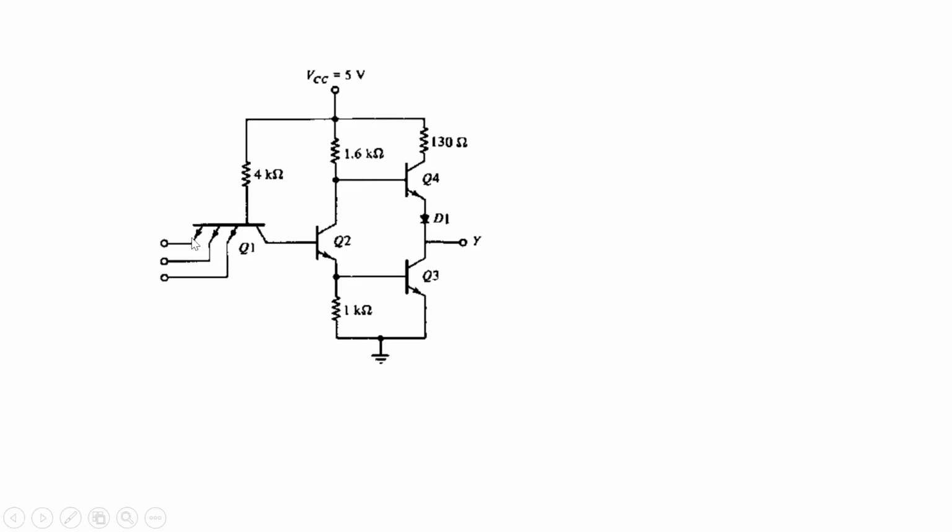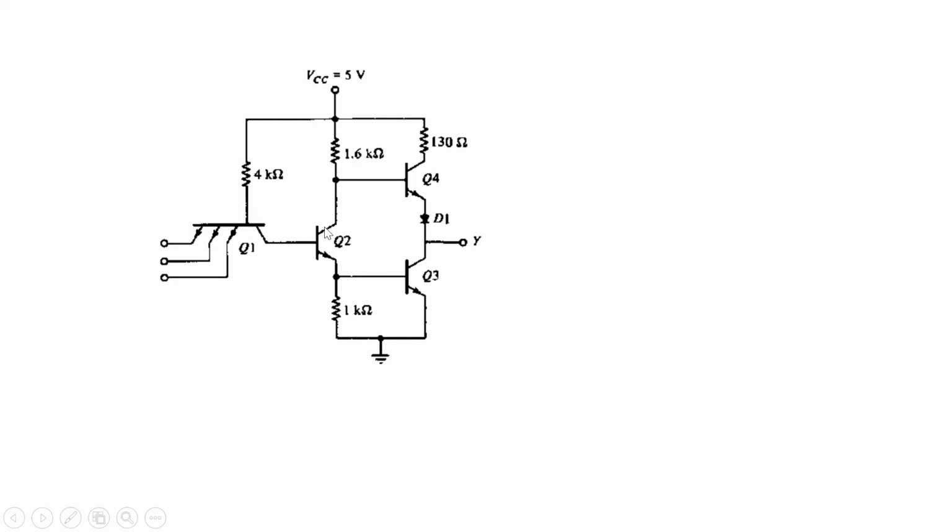If any one of the inputs is low, what will happen? The corresponding transistor Q1 is on. When it is on, the base voltage is 0.9 volt. This voltage is not enough to turn on transistors Q2 and Q3. So transistors Q2 and Q3 are off. When they are off, the output voltage will be high, because the circuit output is taken from the collector terminal of transistor Q3.